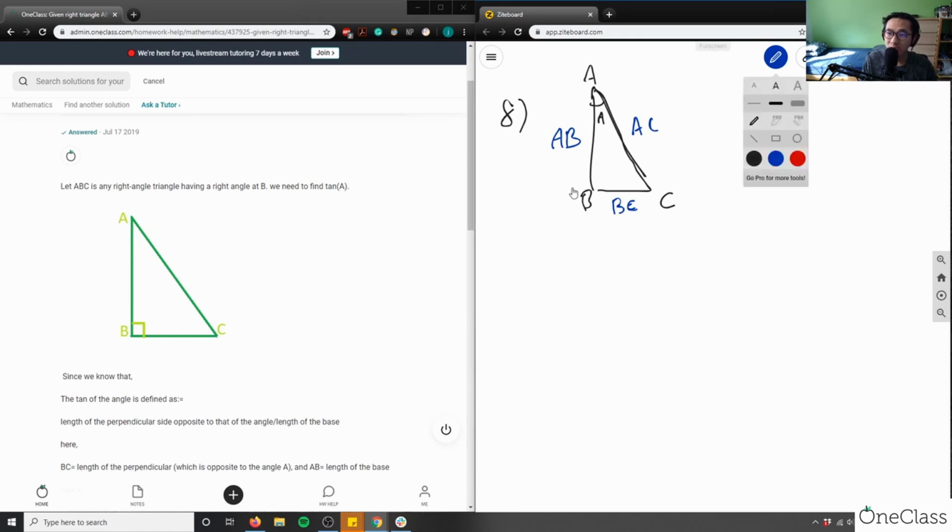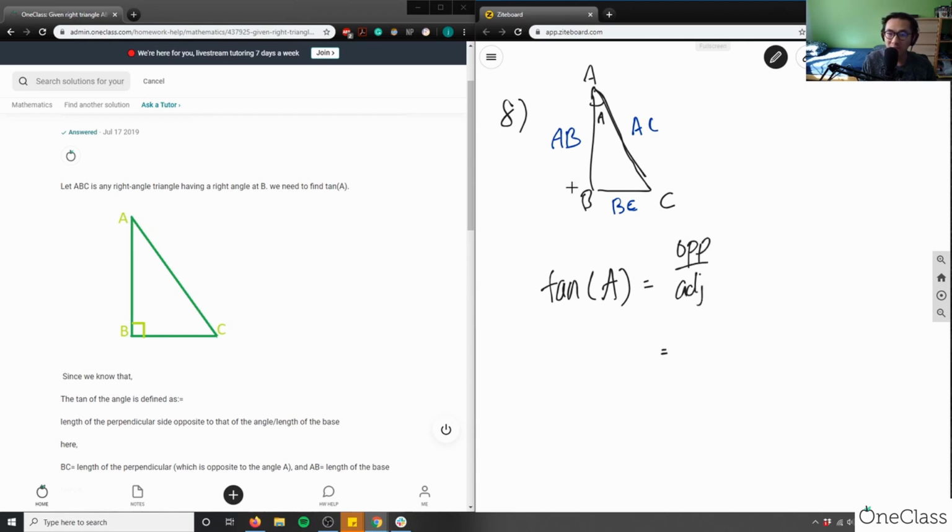So tangent of A is TOA: opposite over adjacent. What is the opposite of this angle A here? The opposite is BC. So tangent A would equal BC over the adjacent, and the side adjacent to this angle is AB.